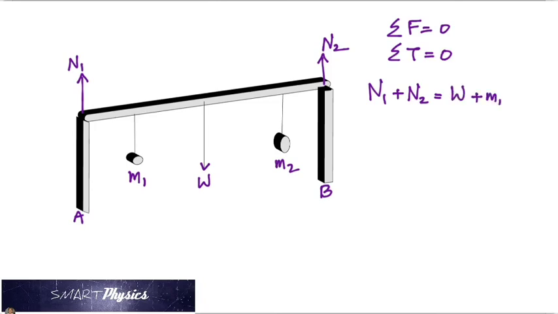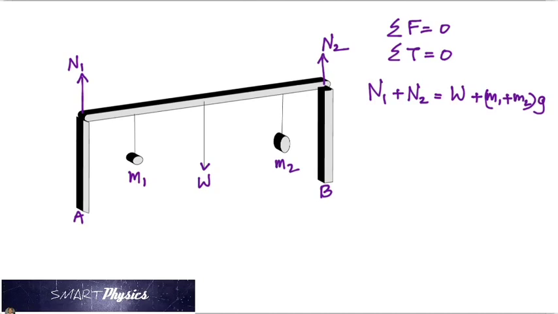Would it be N1 plus N2 plus N2? Yeah. Would that work? Would it be the same? So it would be the same. Weight plus M1G plus M2G. Because M1 and M2 are masses, they are not forces. So you have to multiply it with G. Got it? Right.